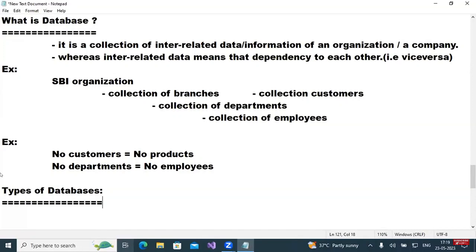Nowadays what we are learning: Oracle, SQL Server, MySQL, DB2, Sybase, Informix, Ingres, Teradata, MaxDB, PostgreSQL. What are these, sir? MongoDB, Cassandra. What are these, sir? You need to understand this type, then you will get full-fledged information on what is what.